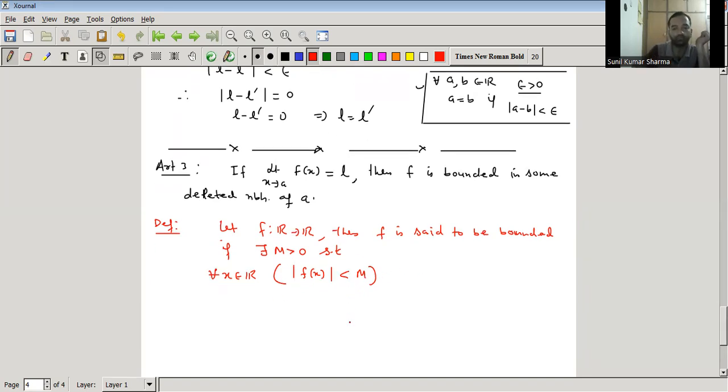So mod f(x) is less than M means, if we open the modulus, f(x) lies between minus M and M. So if this is my real line, M is any real number, right? So minus M to M, all f(x) lies within this interval. You can take any x from R, your f(x) lies here for all x belonging to R.